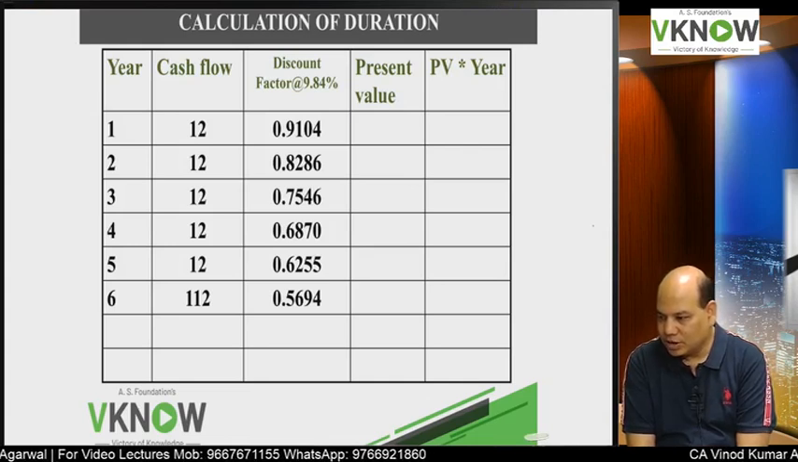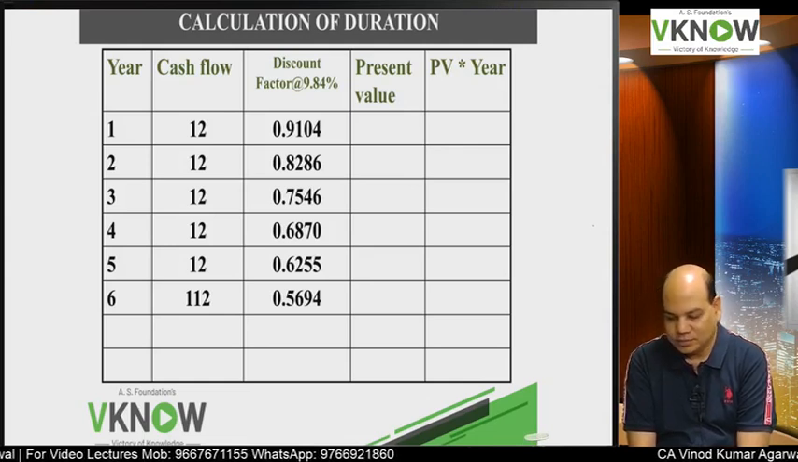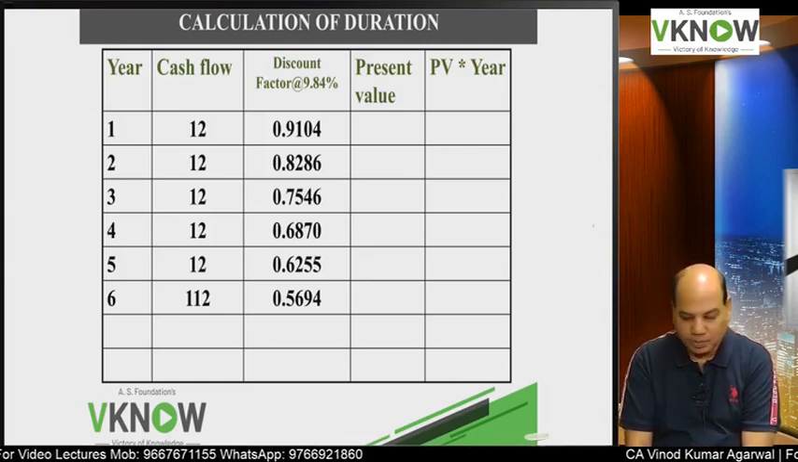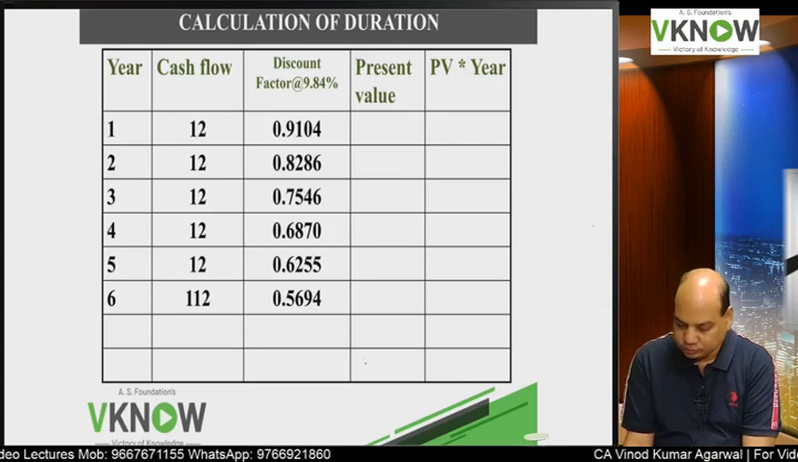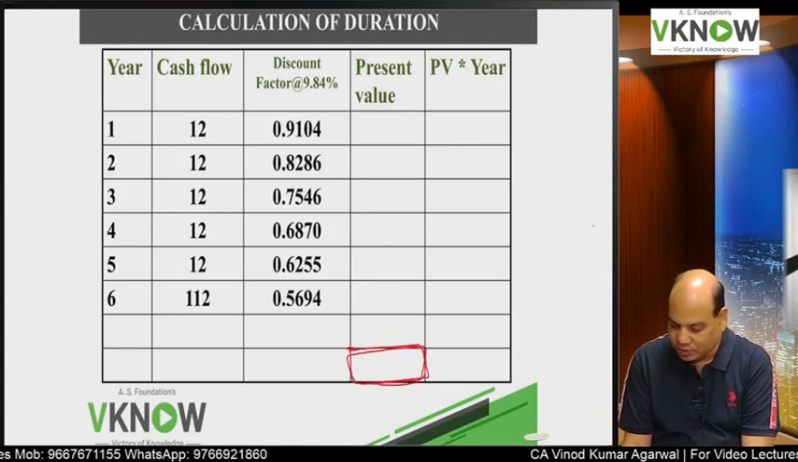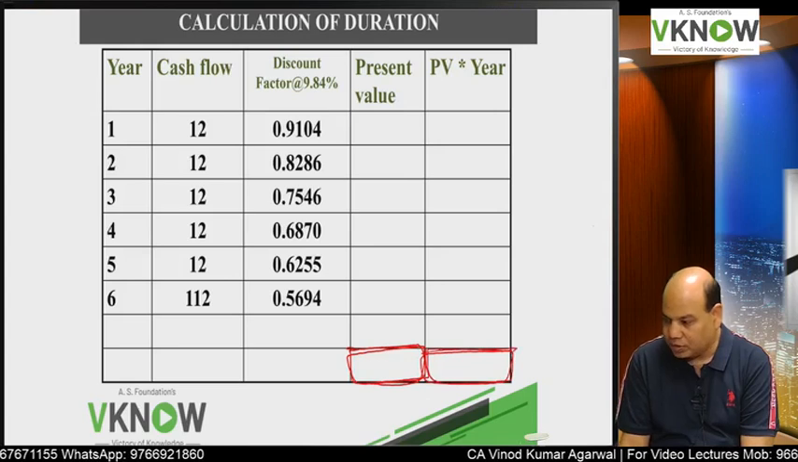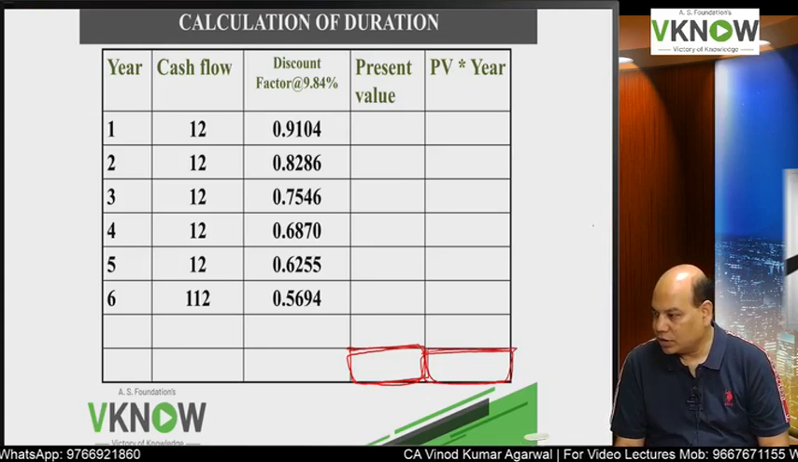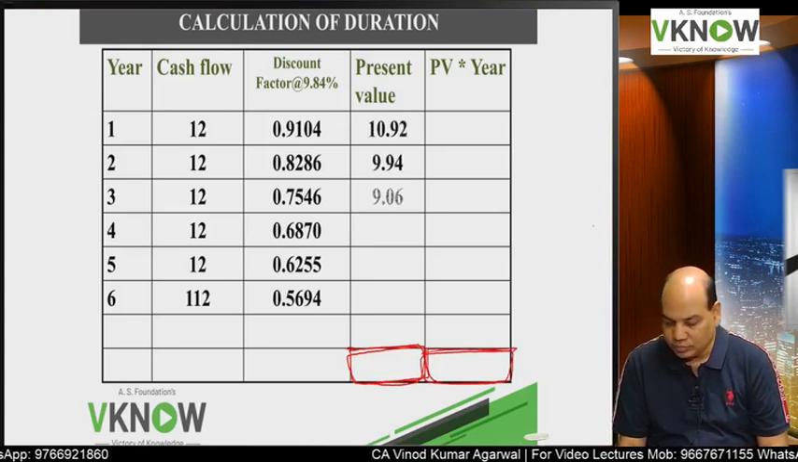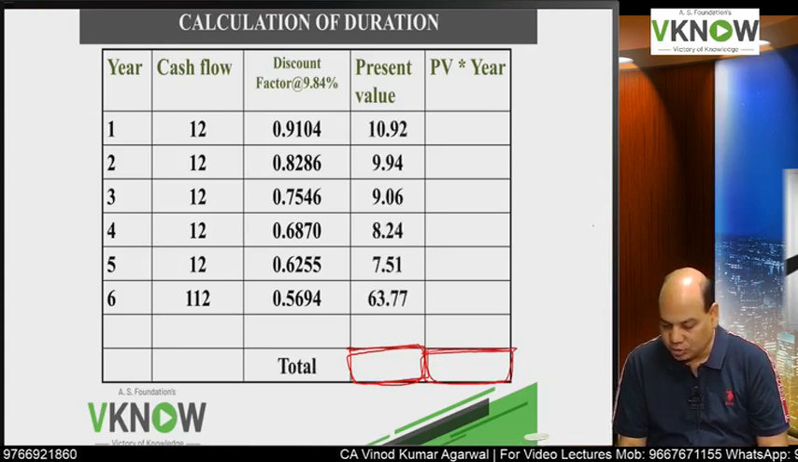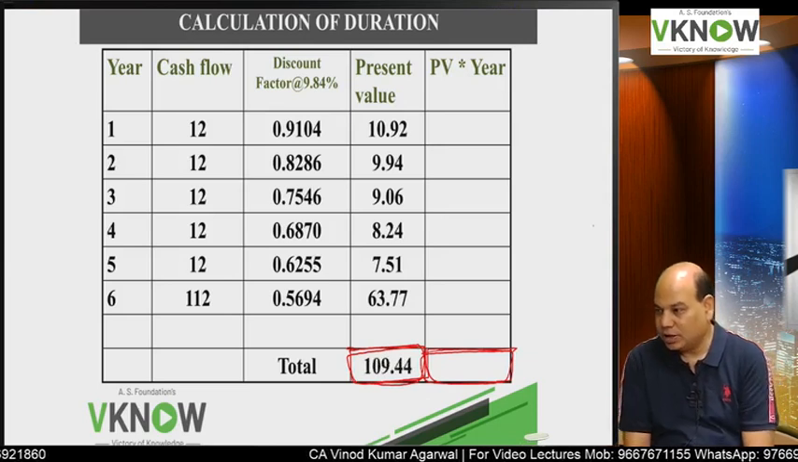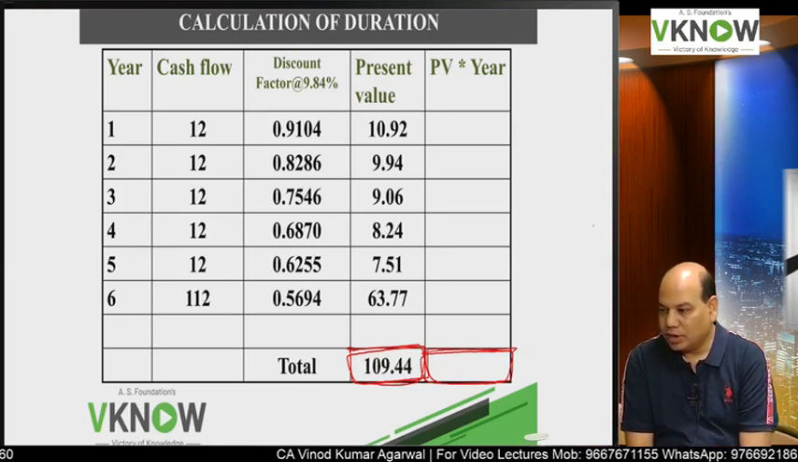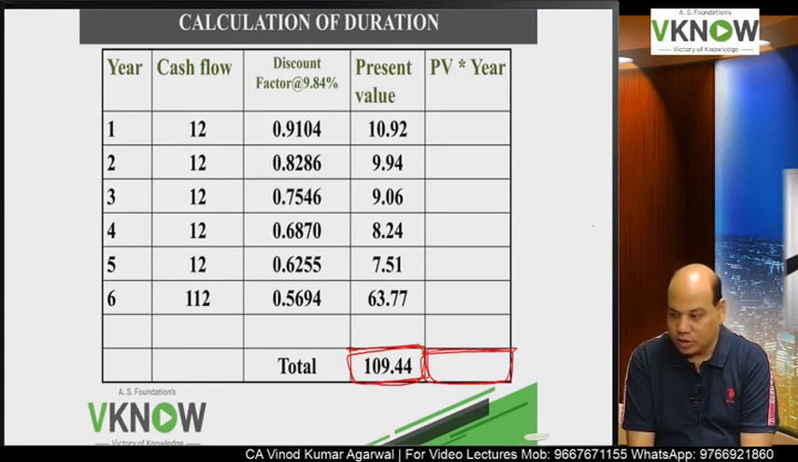Now please complete the table yourself. Tell me the present value total here. Please give me the total of present value and the total of PV into year. So try fast. This is the answer. You should get approximately 110 rupees because 110 rupees is the price of the bond today.